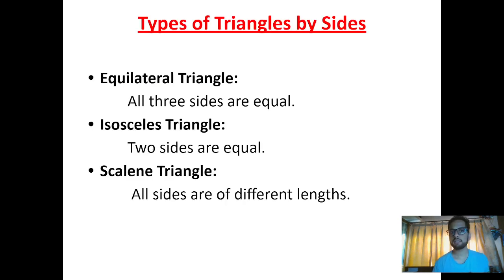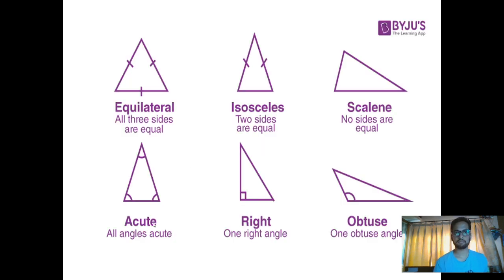Now, the types of triangle by sides. There are three in this case, named as equilateral triangle, all having same sides. Okay? Three sides, all are equal. Now, isosceles triangle, two sides equal, and third can be different. Scalene, all sides are different. Okay, so we will see it by the diagram.